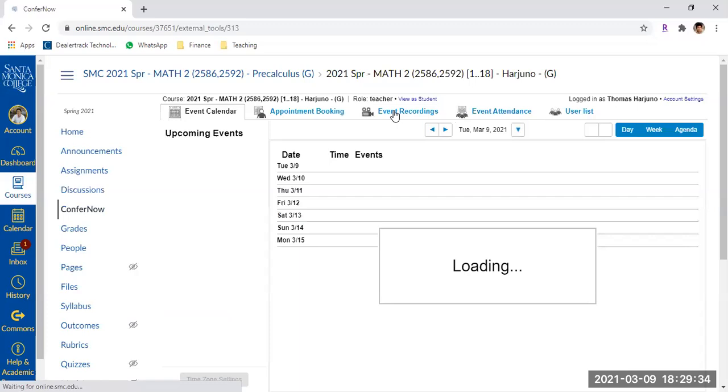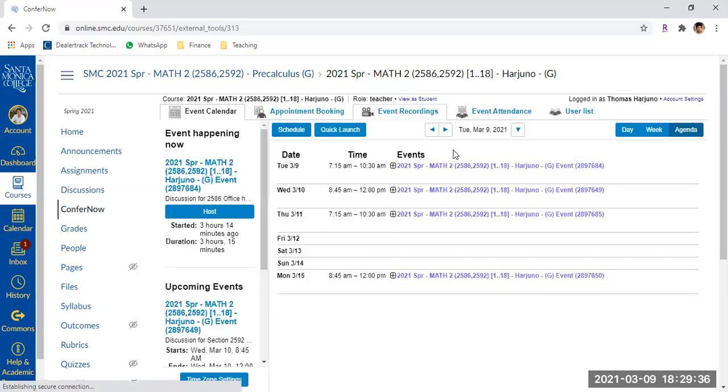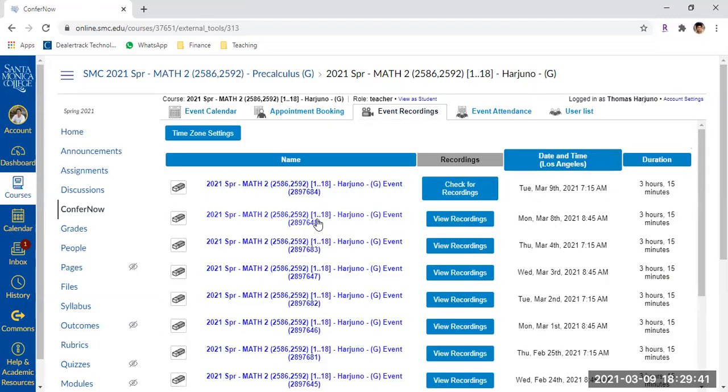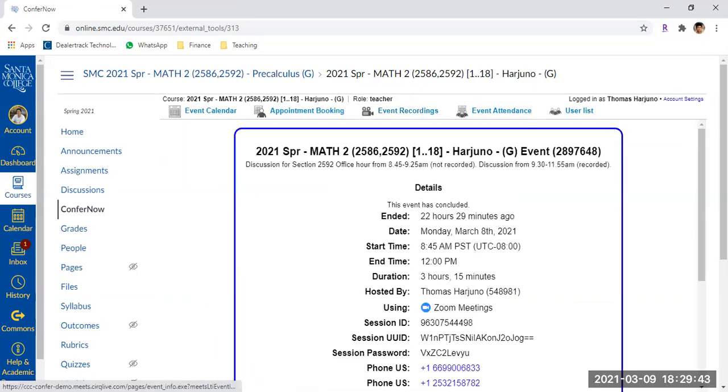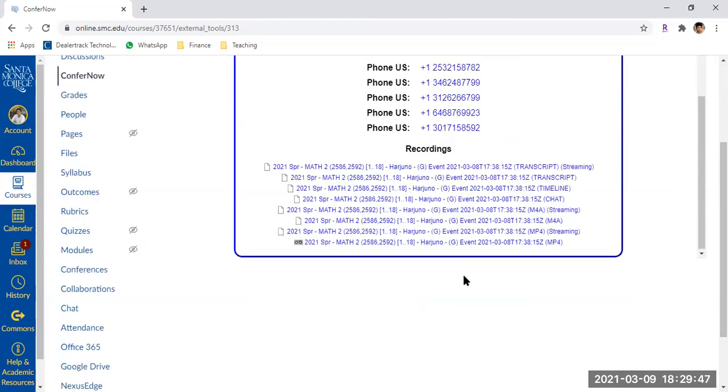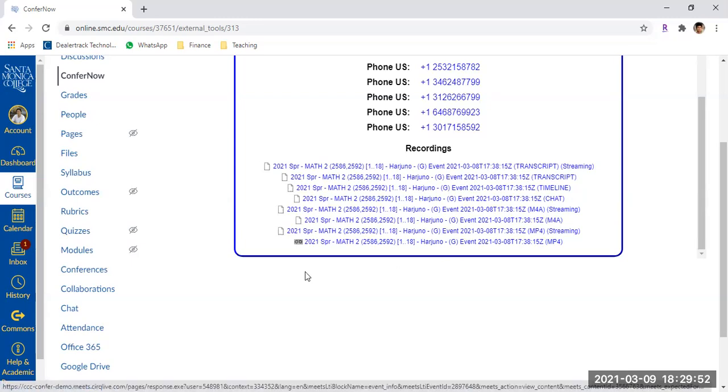Event recording. For example, the one yesterday, from March the 8th, you can see what we did there in the other class. So you choose MP4 streaming. If you want to download it, you click this one, the one with that roll there, then you click that one if you want to download that video. But if you just want to watch it directly from your phone or computer, you go streaming. And of course you play it.